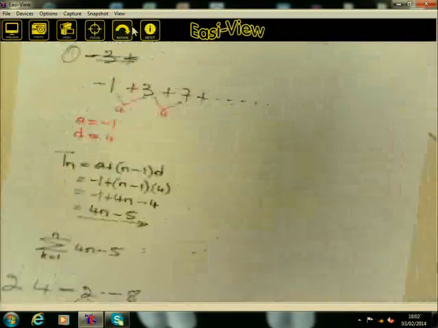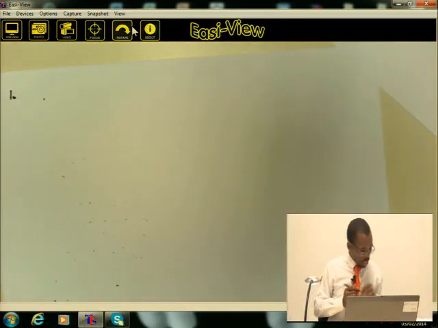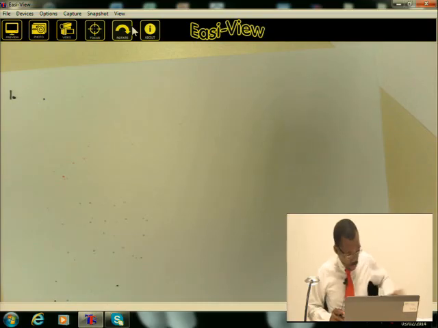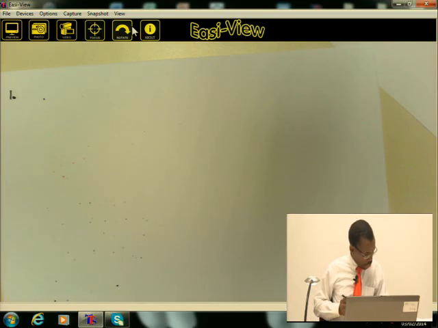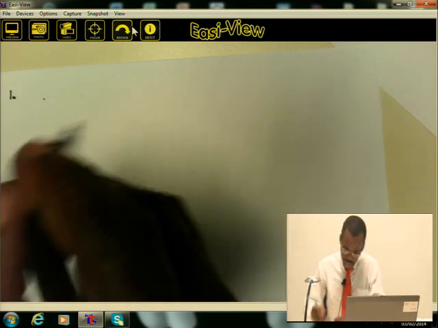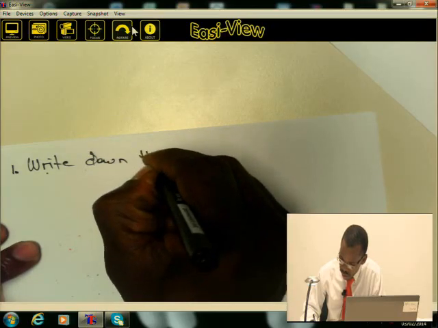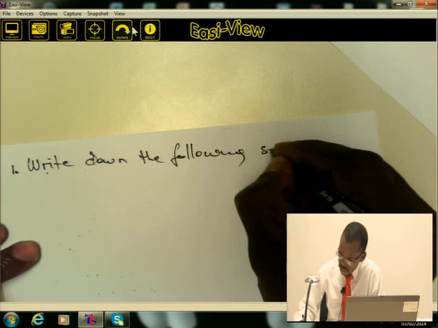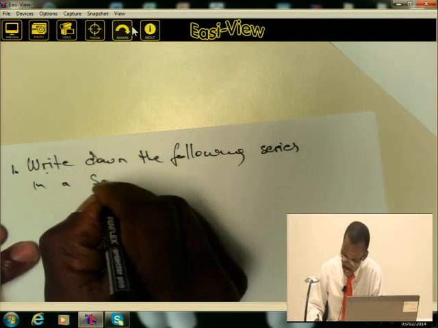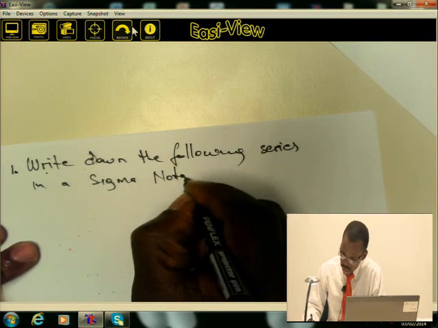So now, before maybe we end the session today, it will be proper for us to have this one. And then in the next session, I think we are going to do the sum of that. But now, to finish up this one, we will have a few exercises. So the very first one, if we look at it, we want to write these in a form of sigma notation. Do the following in 2 minutes. Write down the following series in a sigma notation form.